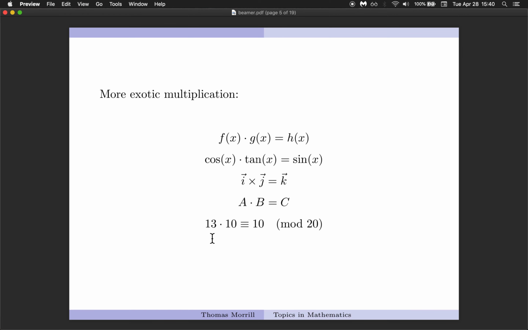So here I've got 13 times 10, which reduces to 10 modulo 20. This is a pretty weird behavior for modular arithmetic. We saw that cancellation does not always work in the integers mod n. Here, if I could cancel, that would be saying that 13 is equivalent to 1 modulo 20, which is not true.